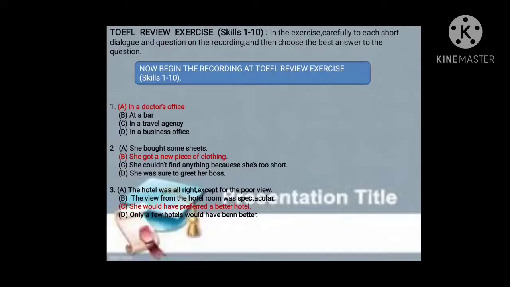Number 2. Did you find anything at the store? I just bought a great shirt. What does the woman mean?